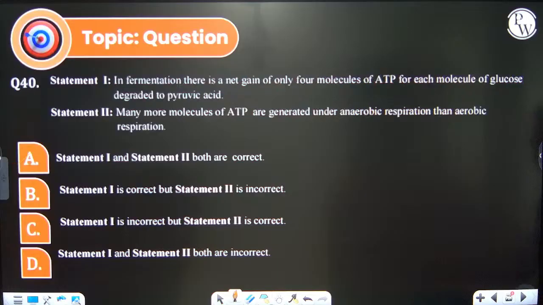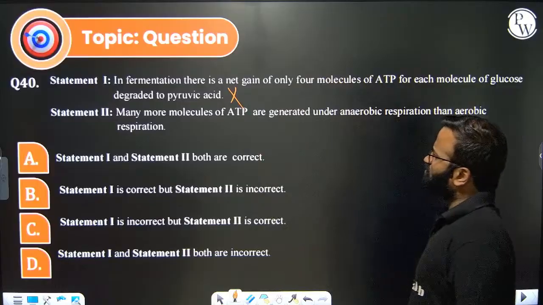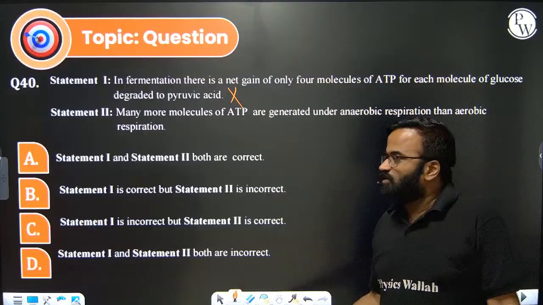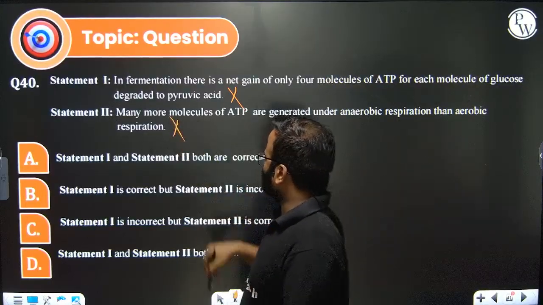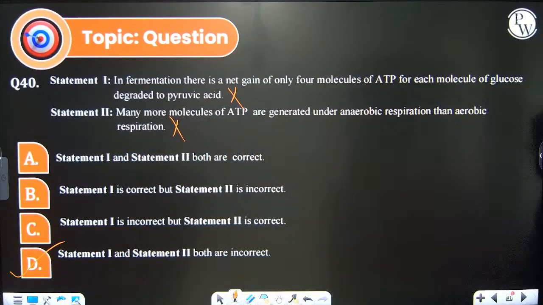Okay guys, let's see the next question. In fermentation, there is net gain of only 4 ATP molecules for each molecule of glucose degraded to pyruvic acid. No, it is wrong. Next, many more molecules of ATP are generated under anaerobic respiration than in aerobic. Then everybody would go for anaerobic, right? Why would we go for aerobic? So this is also incorrect. So D will be the right option.